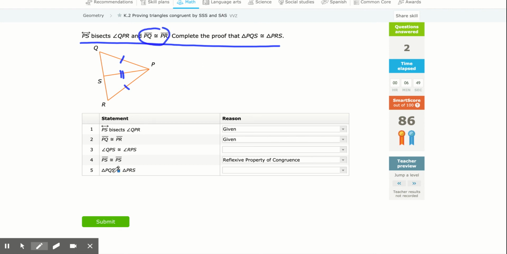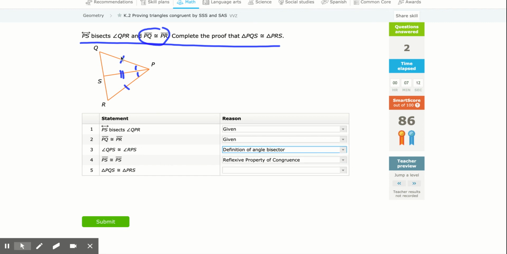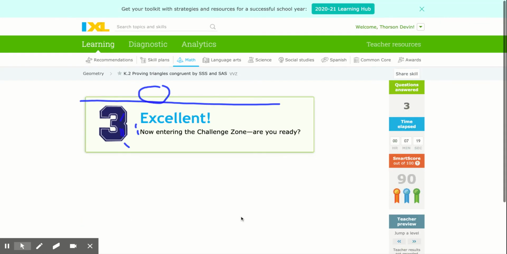Okay, now we just got to complete the proof. Well, PS bisects QPR. If it bisects it, then this angle here is congruent to that angle here. That's the next one. That's definition of angle bisector, right? And now I have side, angle, side again. So I come down here and find side, angle, side, and I submit. Again, bring your questions to class and I will help you.